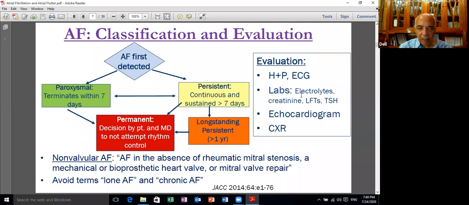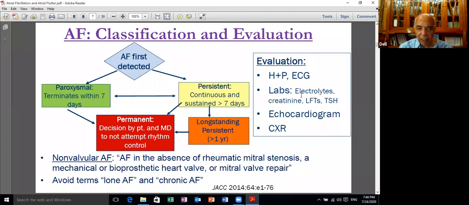And permanent is actually not a component of atrial fibrillation classification. It is a decision made by the patient and the doctor not to attempt rhythm control. Or rhythm control restoration failed completely despite several attempts.